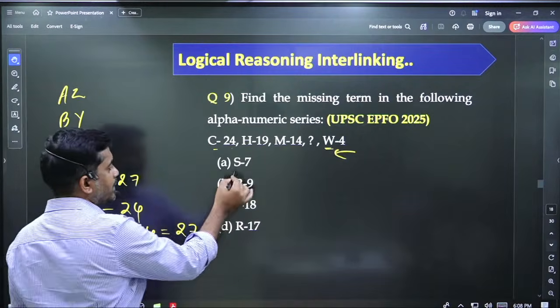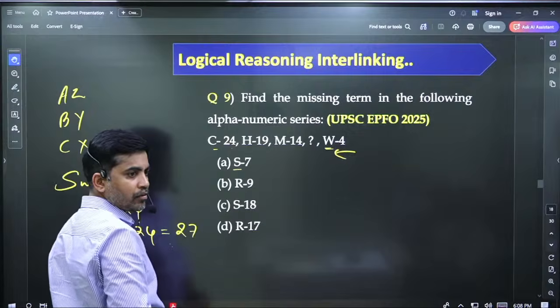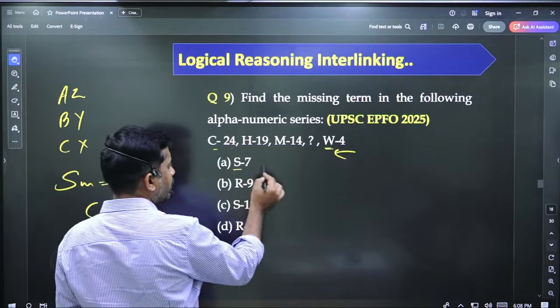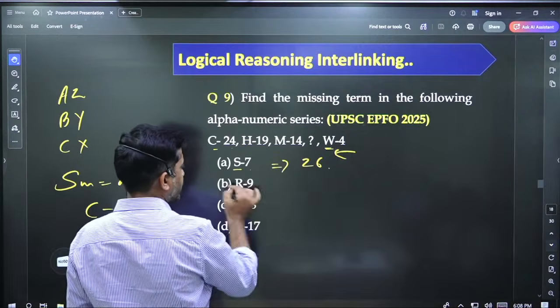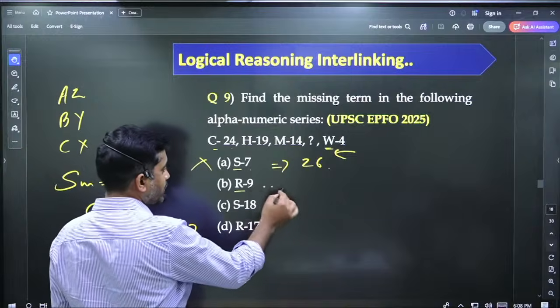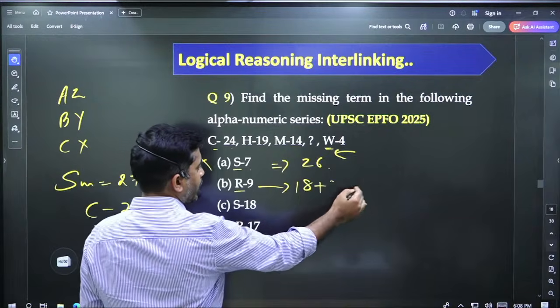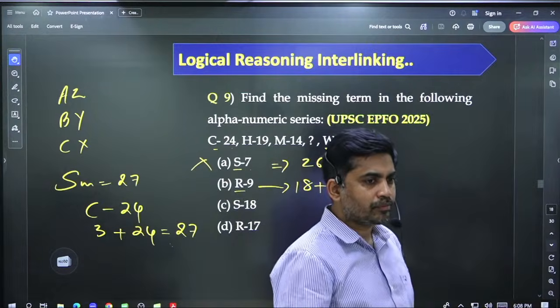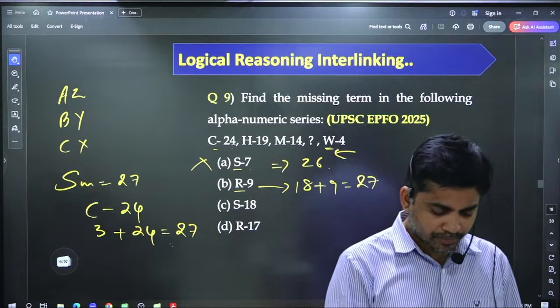What is S number? 19. 19 plus 7, sum is 26, not this answer. What is R number? 18. What is 18 plus 9? 27. Okay, that's all. Chalo, go to the next one.